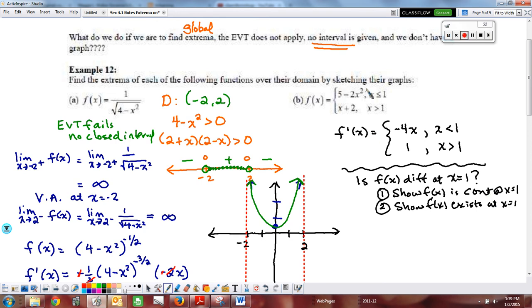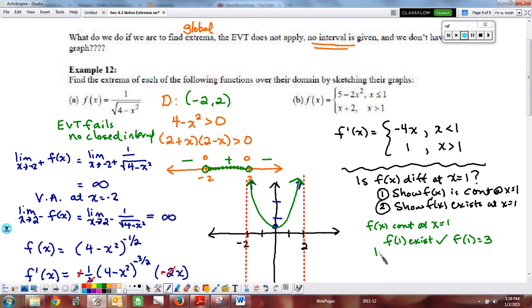Now, clearly we have a continuous function here, a continuous function here. The only place where it might not be continuous is at x equal to 1. So let's do our continuity. So f of x continuous at x equal to 1. Does f of 1 exist? And the answer is yes, because I have an equals right here. f of 1 equals, plug in your 1, and you're going to get 5 minus 2 or 3.